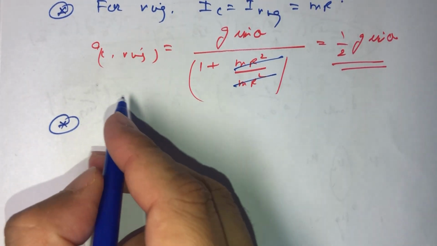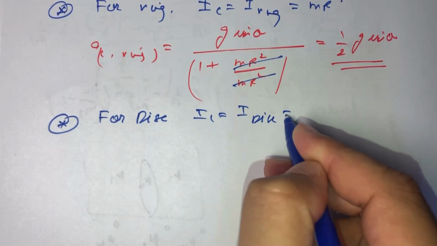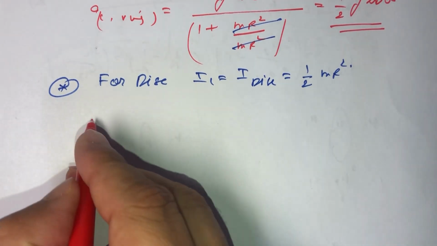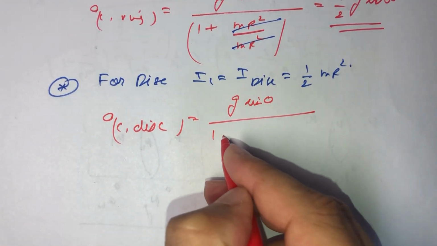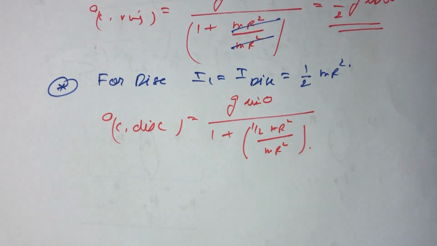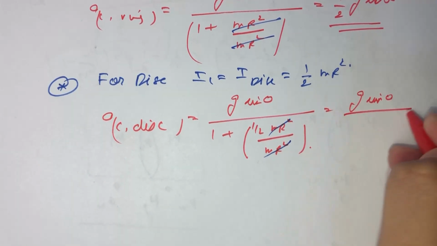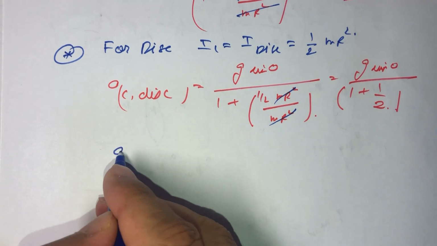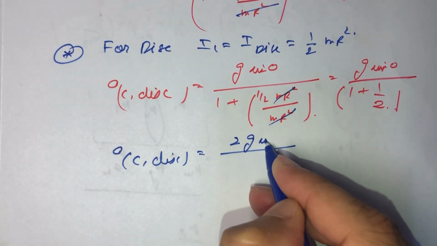Similarly, we are going to write it for the disk. So for disk, Ic is equal to I disk, which will be equal to half mr square. Therefore, we get the acceleration for the disk will be equal to g sine of theta divided by 1 plus half mr square upon mr square, and here also mr square cancels with mr square, and we get g sine of theta divided by 1 plus 1 by 2. In this case, we get center of mass acceleration for the disk will be equal to 2 g sine of theta divided by 3.